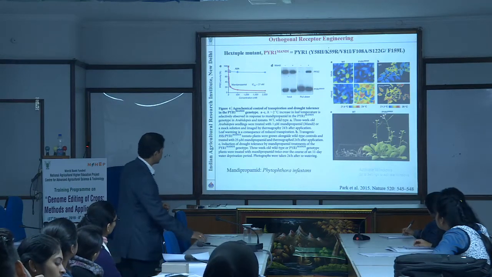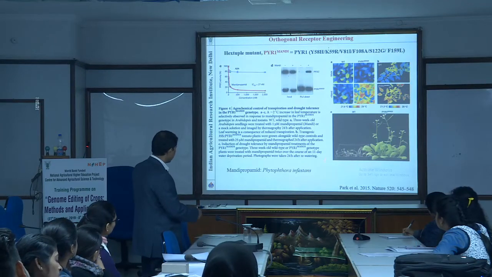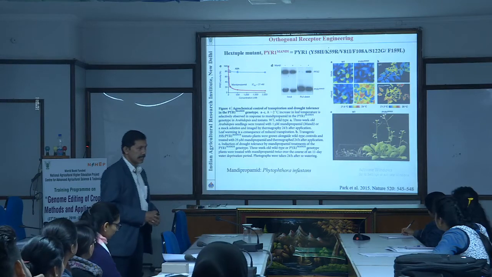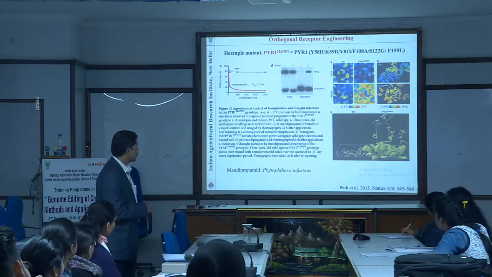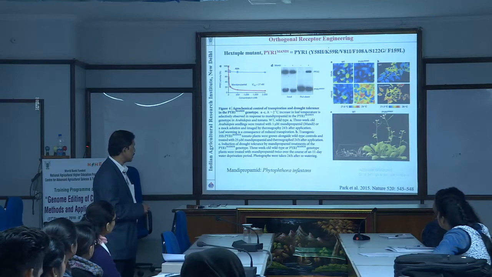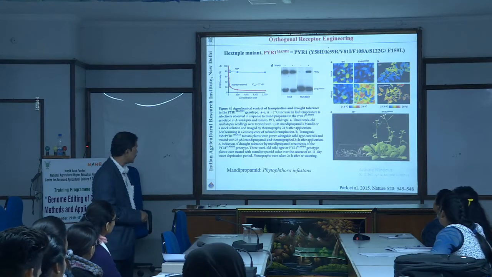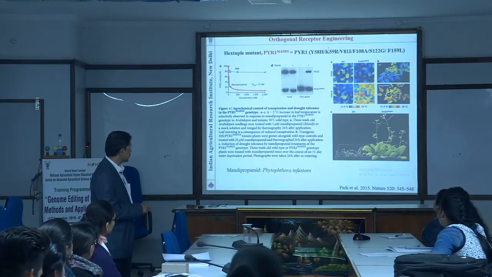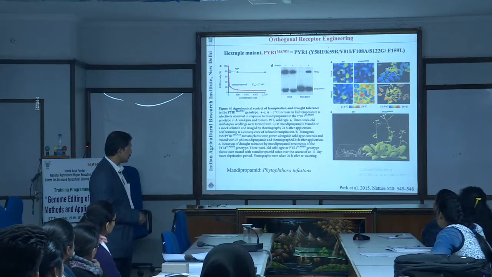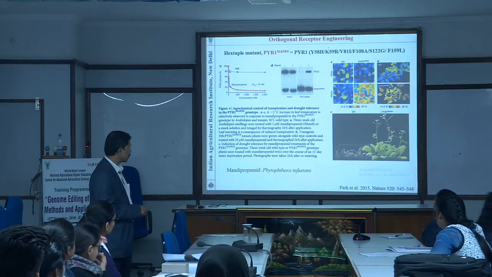So whenever they mutagenized this receptor, they produced a transgenic plant. You can also do this by homology dependent repair in a non-transgenic way. So this is a transgenic plant wherein these mutations were created, and when you spray this fungicide on the plant, this plant closes its stomata.